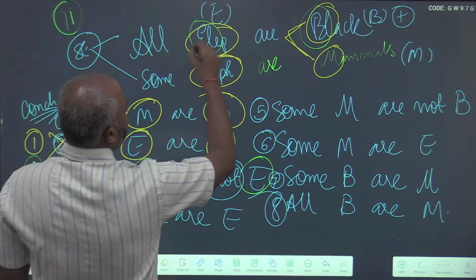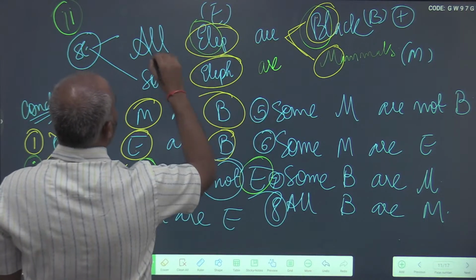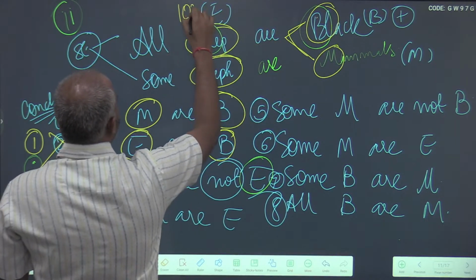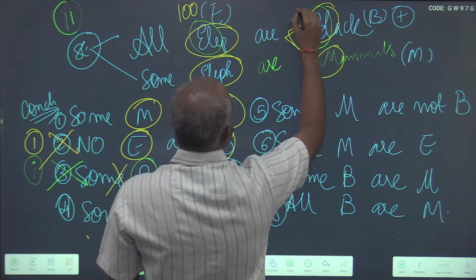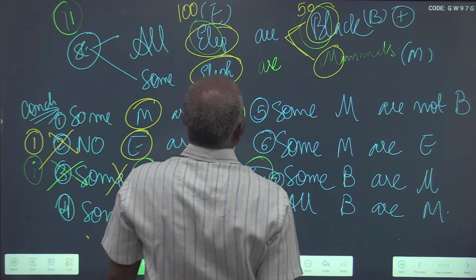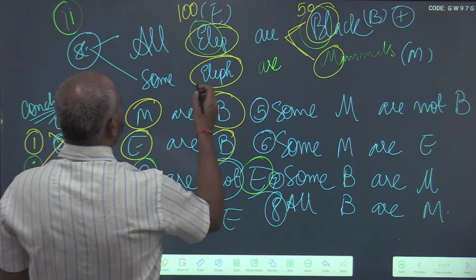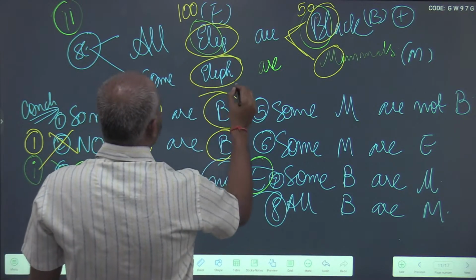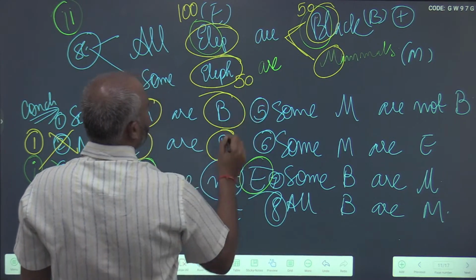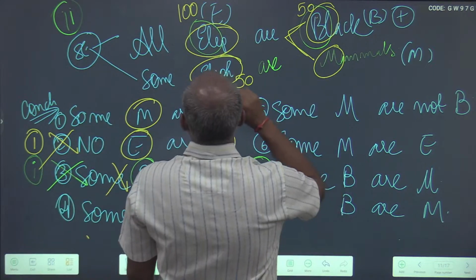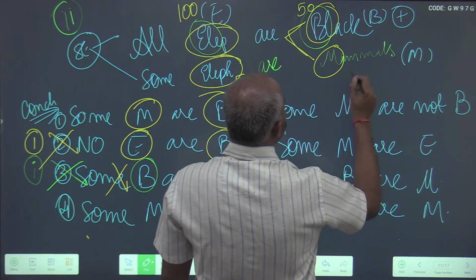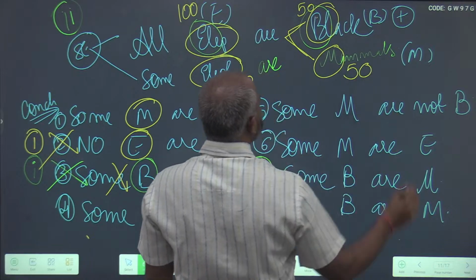Now code all the statements. All is universal, so the value is 100, or black. Next, some is particular, so the value is 50 here. Next, some are mammals. This is a positive statement, so the value of M is 50.